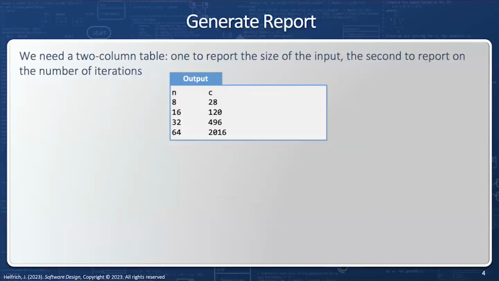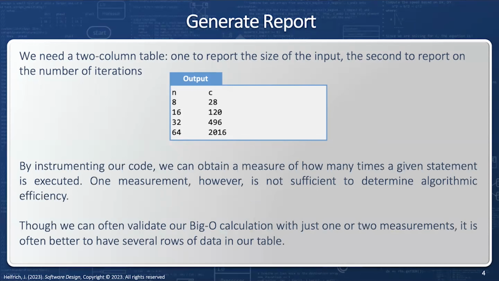All right, the next step is to generate the report. Here I'm going to run it with 4 test cases: 8, 16, 32, and 64. Now I chose those very specifically because they double each time. And an important indicator of algorithmic efficiency is what happens when the number of elements is doubled. By instrumenting our code, we can obtain a measure of how many times a given statement is executed. One measurement, however, is not sufficient to determine the algorithmic efficiency. Though we can often validate our big O calculations with just 1 or 2 measurements, it is often better to have several rows of data in our table.